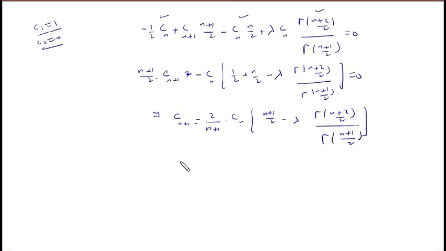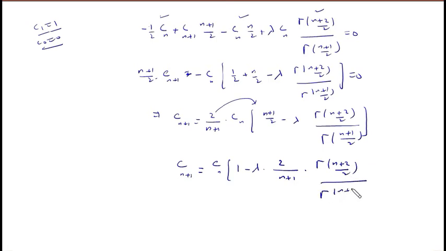Okay, now it becomes cn plus 1 is equal to, shifting this factor inside, it will cancel out the first term, so cn will remain outside. First term becomes 1 minus lambda and then 2 over n plus 1, and then gamma of n plus 2 over 2, and then gamma of n plus 1 over 2.